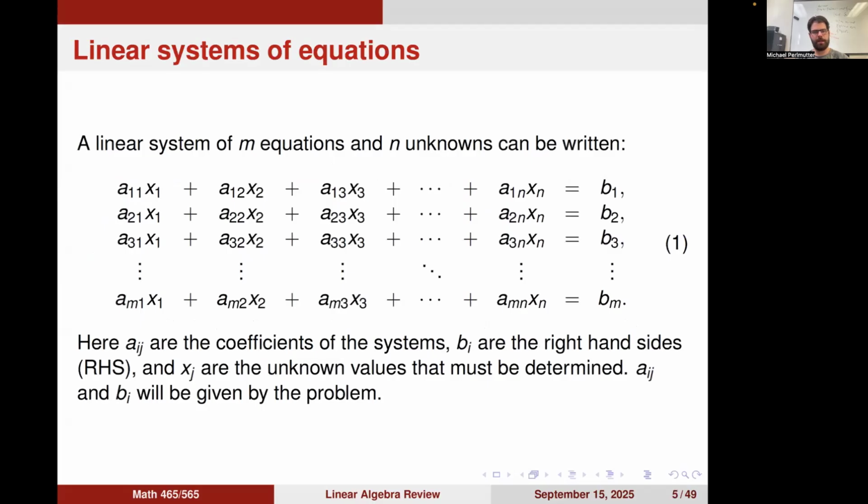Getting a bit more into it, a linear system is a system of m equations with n unknowns that can be written like this. There are n unknowns, which are x1, x2, x3, all the way up to xn. In front of the x's, there are the aij's, which are called the coefficients. And there is the right-hand side, which is given by b.